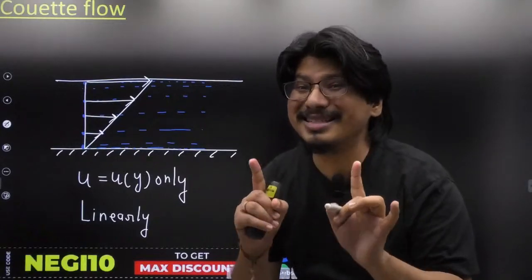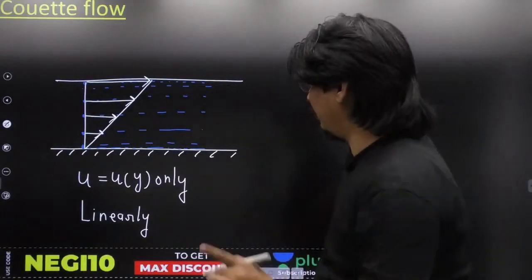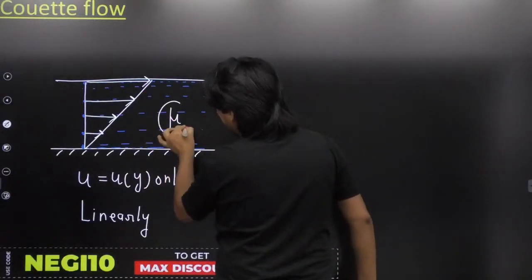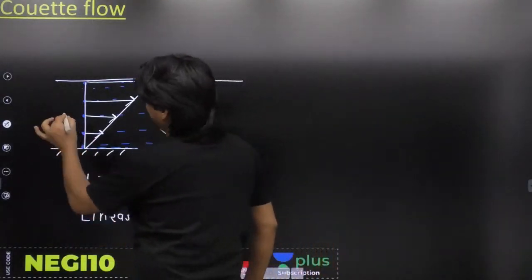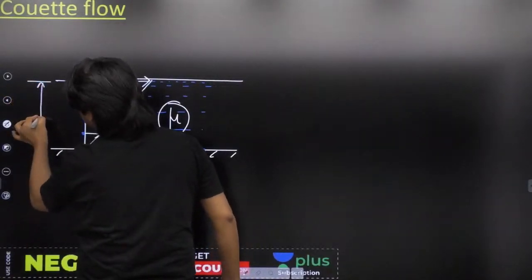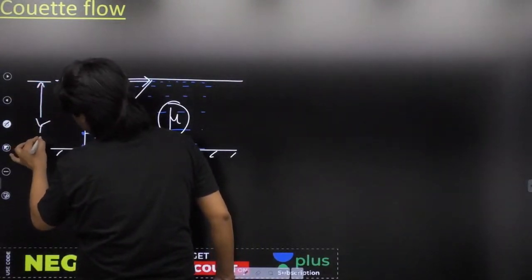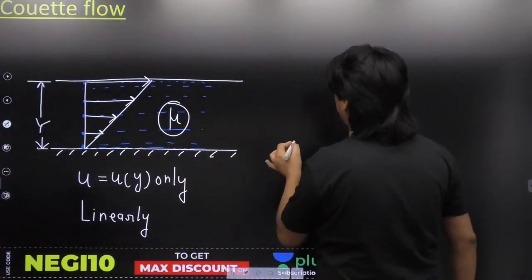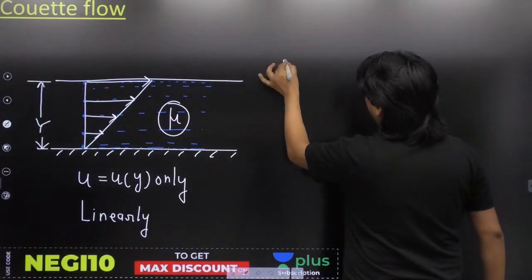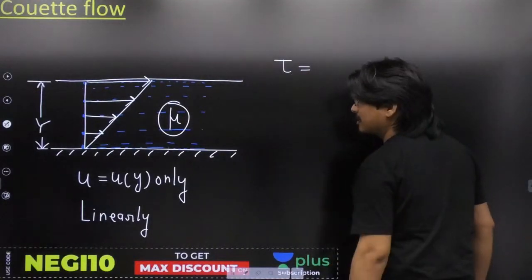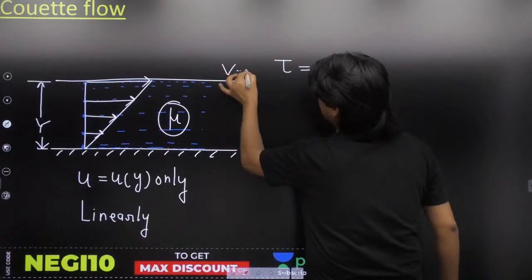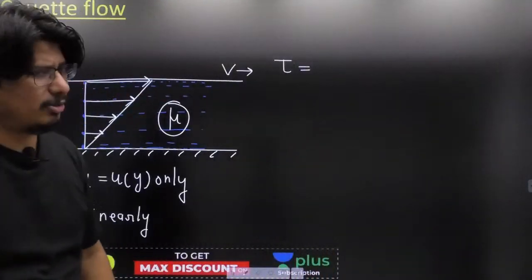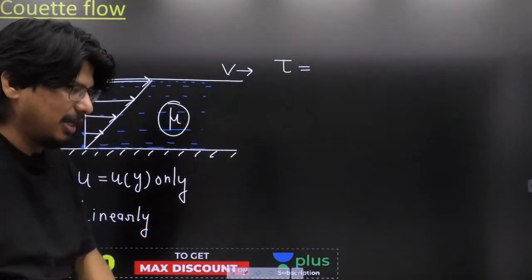Now I am asking you one question. Listen carefully. Let us suppose this fluid is having viscosity mu. Let us suppose this distance is capital Y. Now my question is very simple. What will be the formula of shear stress, if this plate is moving with the velocity capital V? Anyone in the class?